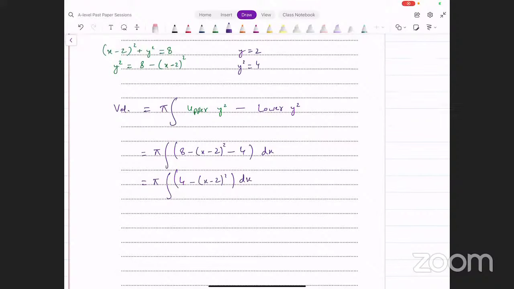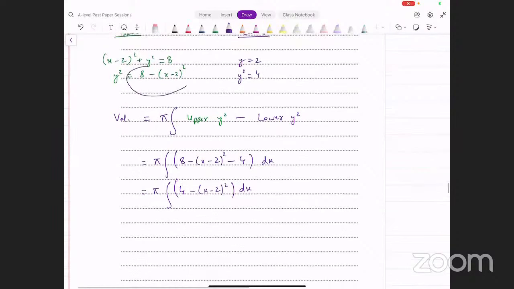ठीक है, any problem with this? This is pretty straightforward now. आप इसको अलग अलग करना चाहो तो कर सकते हो, इसका वॉल्यूम अलग से फाइंड कर लो लिमिट्स डाल के. If you're more comfortable with that, that's perfectly okay.